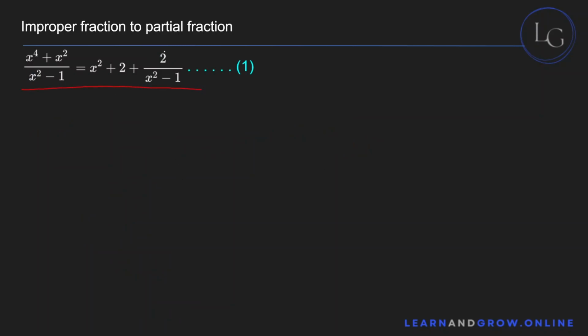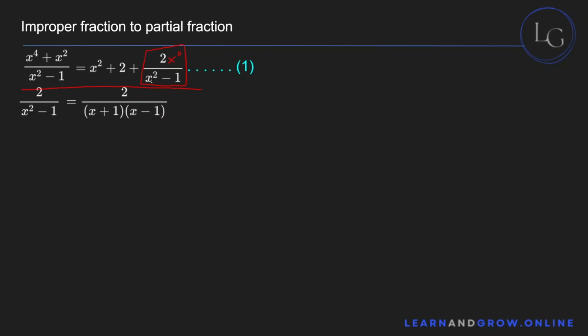Now we need to resolve this proper fraction. Why is it a proper fraction? Because the degree in the numerator is 0 and the degree in the denominator is 2. So now you'll basically resolve this part of the equation by the type 1 resolution that we did before.